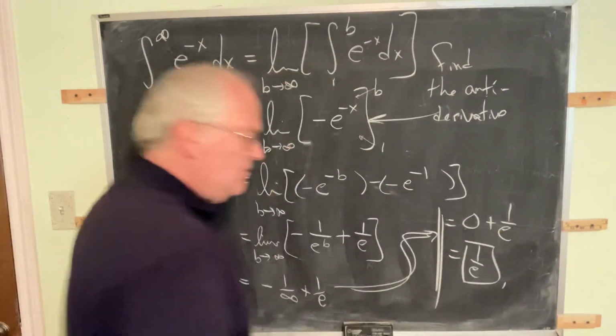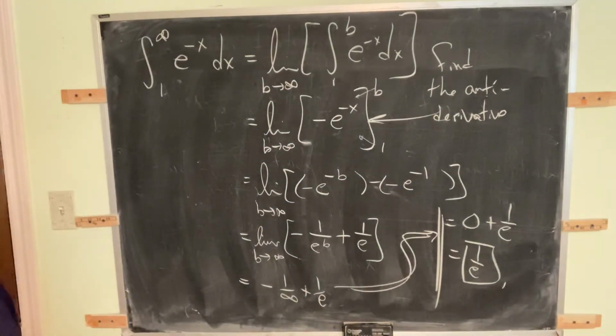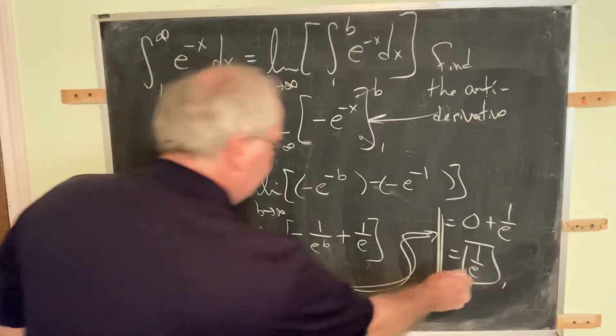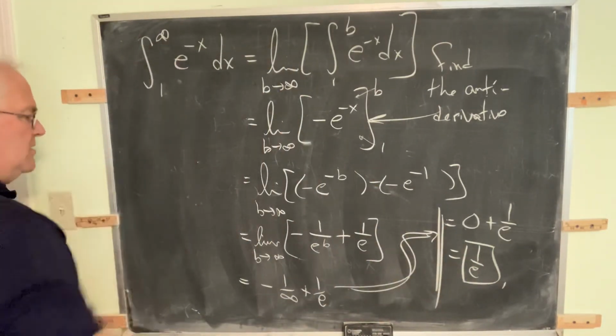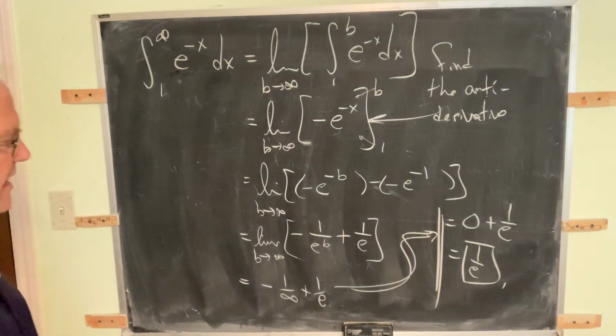So that's 1 over e, which is 1 over 2.7, which is, I don't know, a little more than 1.5 or something like that. And so that is the final result. This is a number, which is that whenever you compute a definite integral, your answer is going to be a scalar with respect to the variable of this antiderivative.